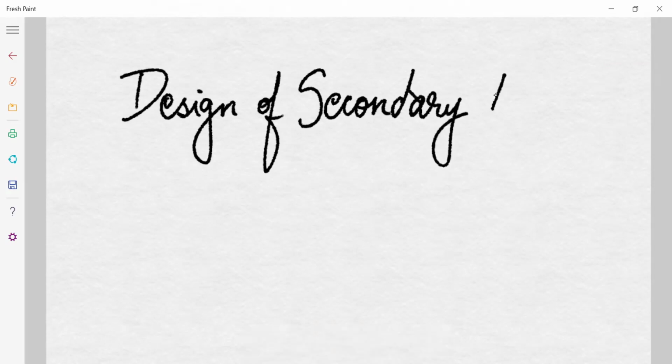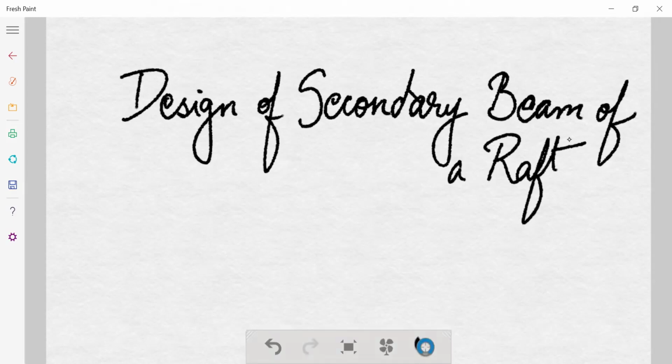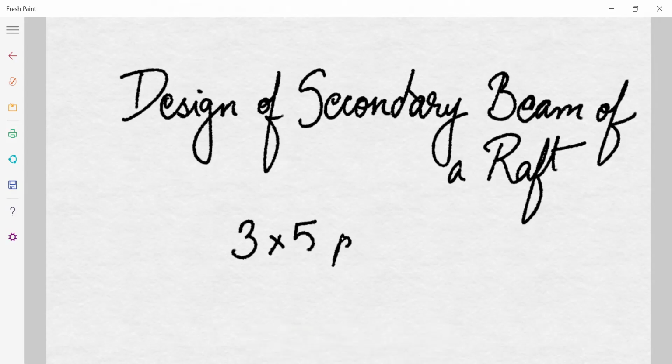Secondary beam of a raft. Okay. So now the problem that is given to us is that the raft is a 3 by 5 pattern. Okay, 3 by 5 pattern given to us. So what does it mean?